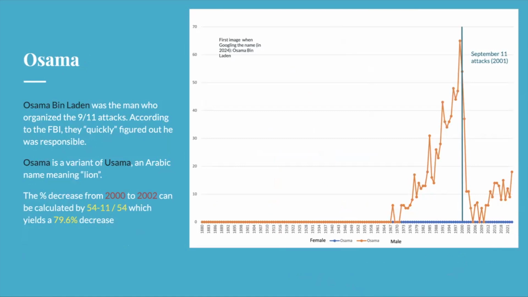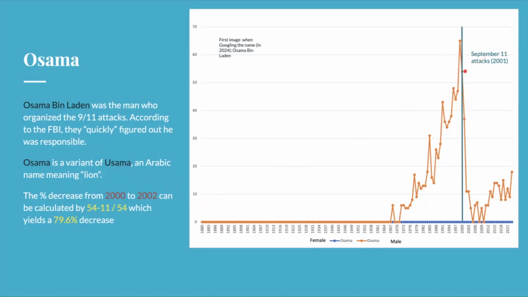Next is Osama. And Osama bin Laden was the man who organized the 9/11 attacks. I was not alive in that year, but according to the FBI, they quickly figured out he was responsible. And so Osama with an O is a variant of Usama with a U, which is an Arabic name meaning lion. And the percent decrease from 2000 to 2002, which is still not even the bottom of the trend, is a 79.6% decrease.